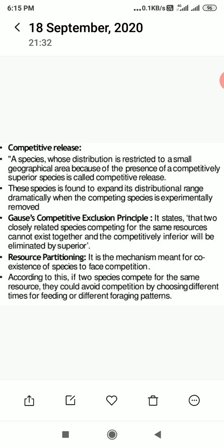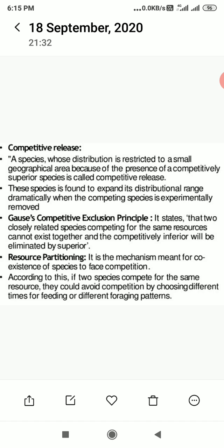Competitive release. A species whose distribution is restricted to a small geographical area because of the presence of a competitively superior species shows competitive release. This species is found to expand its distributional range dramatically when the competing species is experimentally removed.